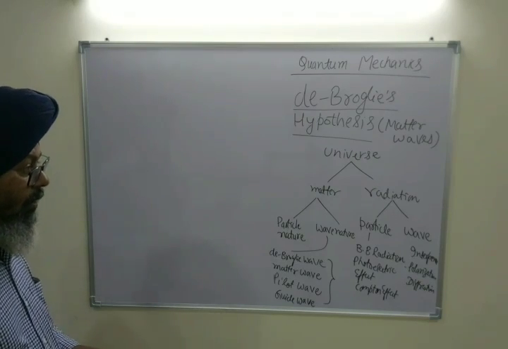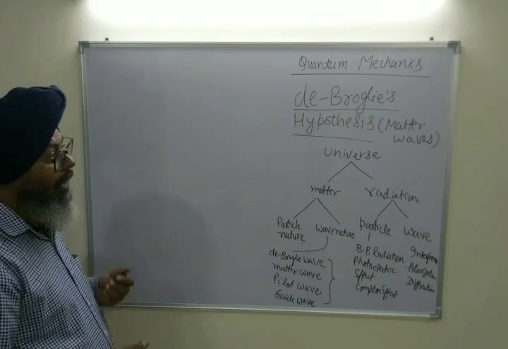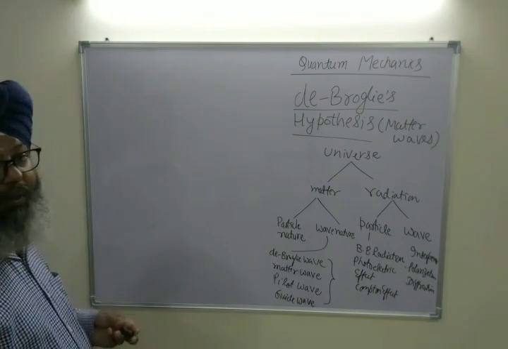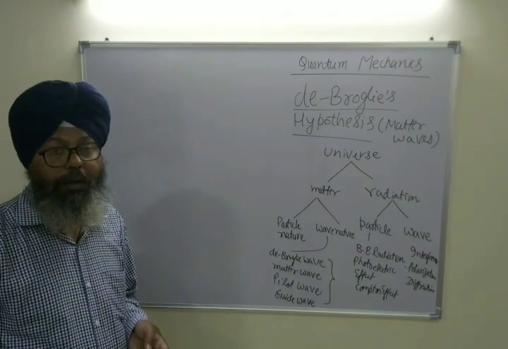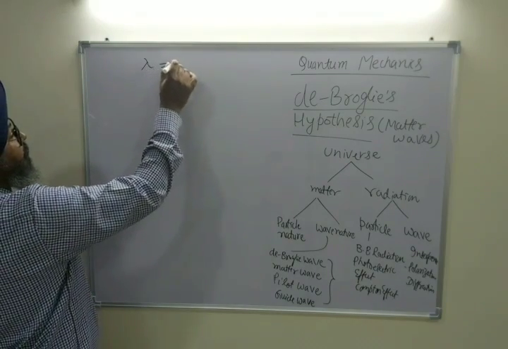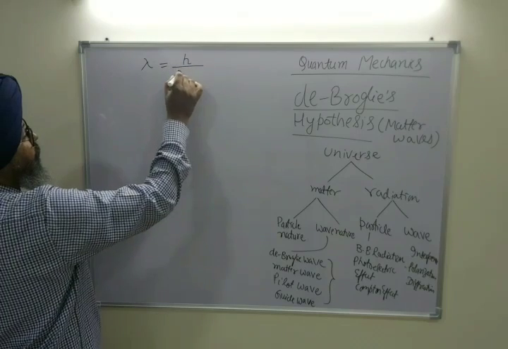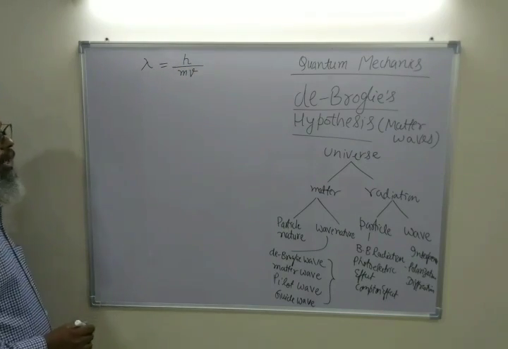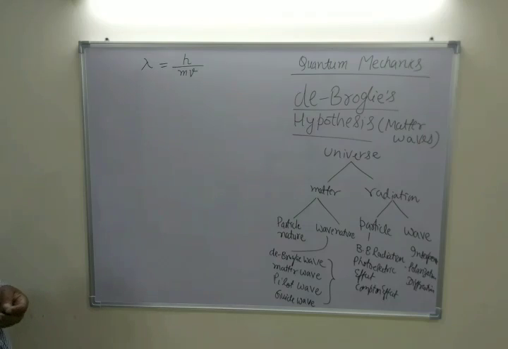So we are now going to find the expression for the wavelength of the wave attached with a particle. Of course, we know that the expression we have studied in lower classes is given by lambda equals h upon mv, where h is Planck's constant, m is the mass of the object in motion, v is its speed, and lambda is the wavelength of the wave attached with the particle. We are going to prove this result by using the results of Einstein's special theory of relativity.